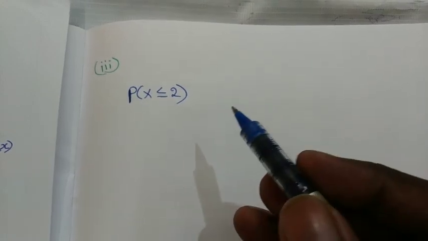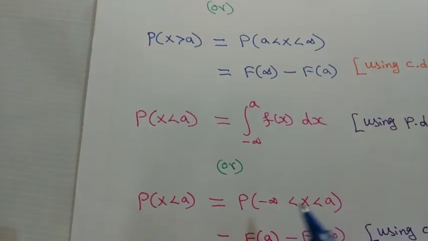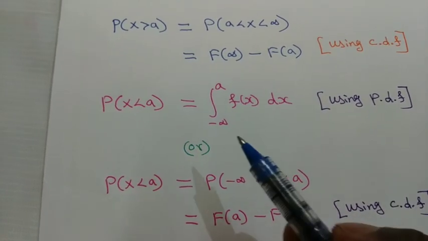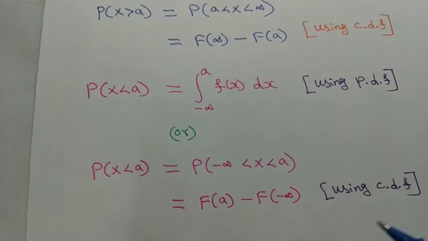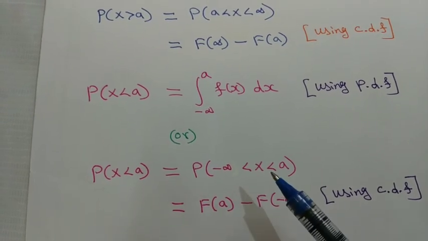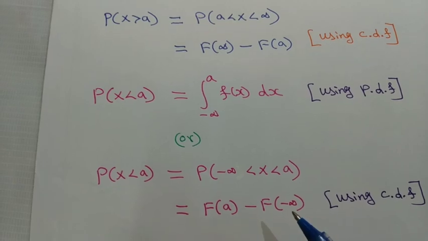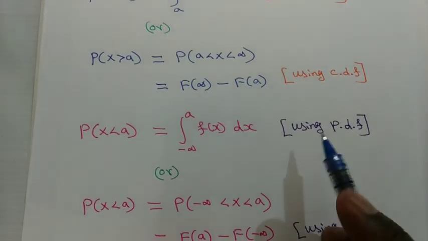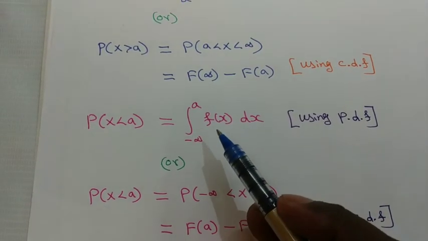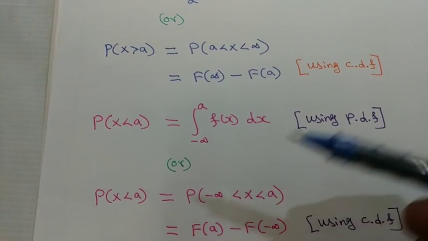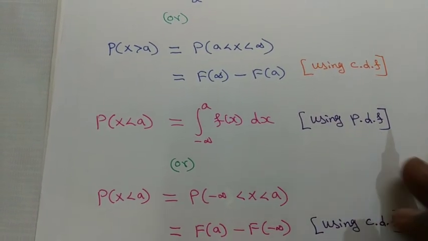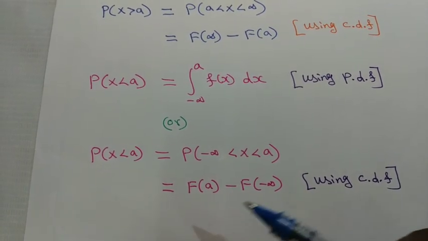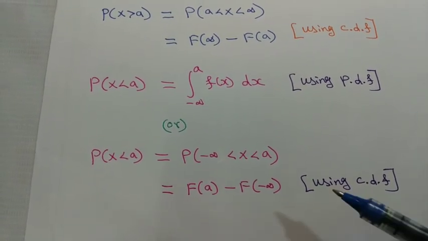Okay, next I am going to find p of x less than or equal to 2. To find this, we can use PDF or we can use CDF, because the formula p of x less than a using PDF is integral minus infinity to a f of x dx. But using CDF, this can be written as f of a minus f of minus infinity. We can use anything, but in this problem, if you use the PDF method, we have to apply integration, that is Bernoulli's method. But if you use capital F of x, simply we can subtract. So I am going to use the second method using CDF.